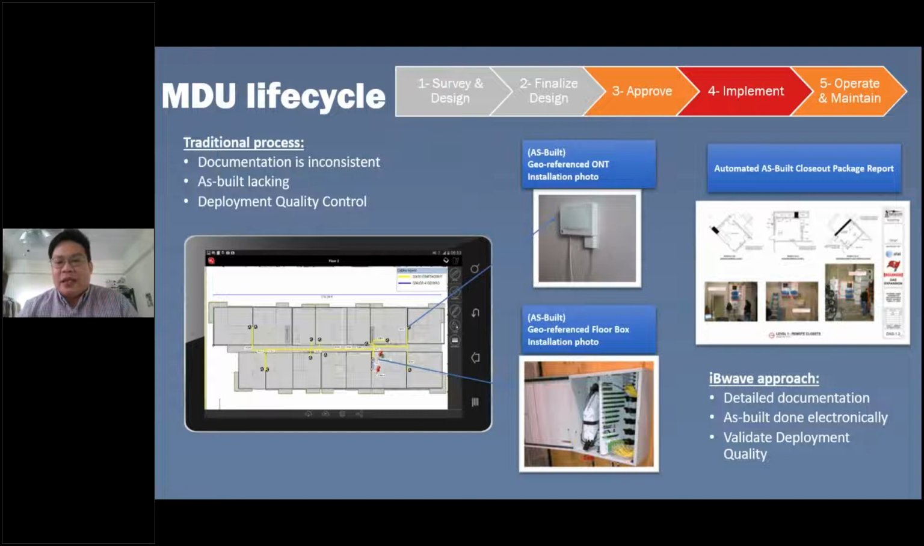iBwave provides all this information, designed and done in iBwave FiberPass in the PC version, able to transfer all the information back to the Android version, the tablet version, which allows the person installing on site to see clearly what is required to install and where to install, and after he installs, he can take a picture and save it back into the tablet itself. So the documentation will always be up to date and very detailed. The as-built will be digitalized, and we will be able to validate the deployment quality.